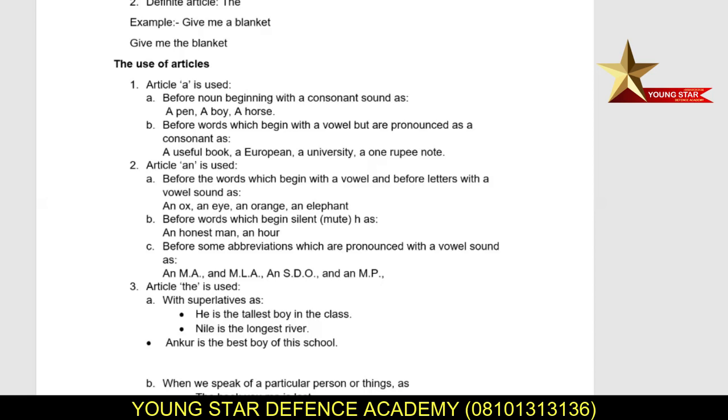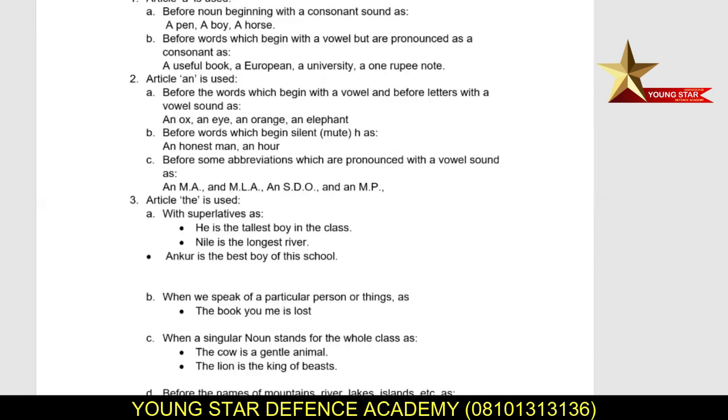Further, article an is used before the words which begin with the vowel, as I told you, and before letters with the vowel sound, as an ox, an eye, an orange, an elephant. So these are the words in which we are using an, as the starting of the word is a vowel only. O, E, O, E.